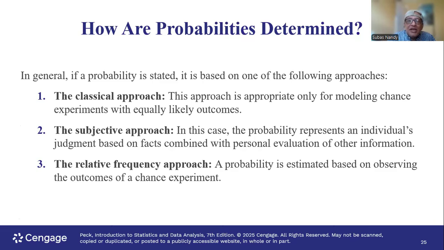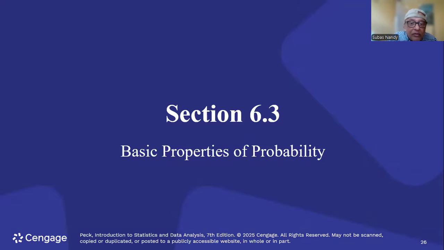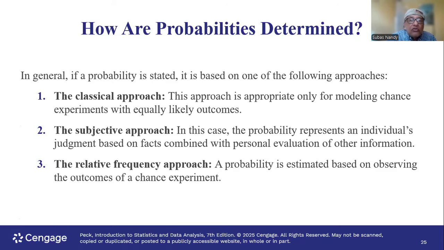The best is the relative frequency approach, where you conduct an experiment a number of times, like tossing the coin 1,000 times, and see how many heads you get. The number of heads divided by the total number of tosses is the relative frequency, or percentage, of heads in the long run. Okay, so I'm going to stop here today.